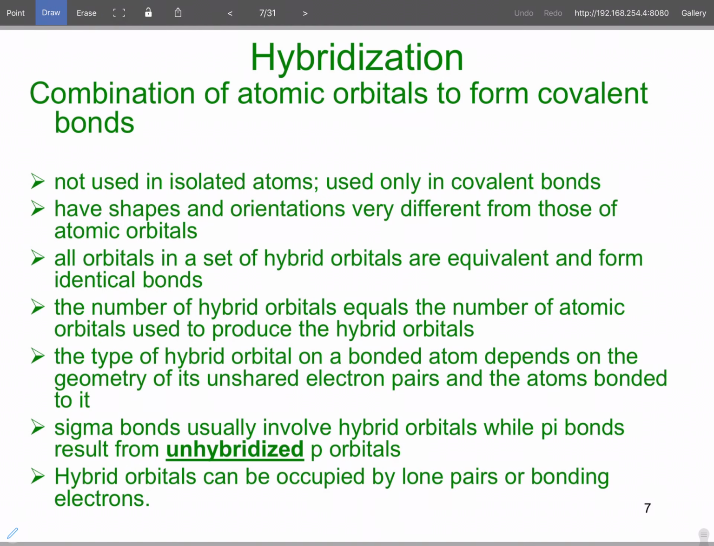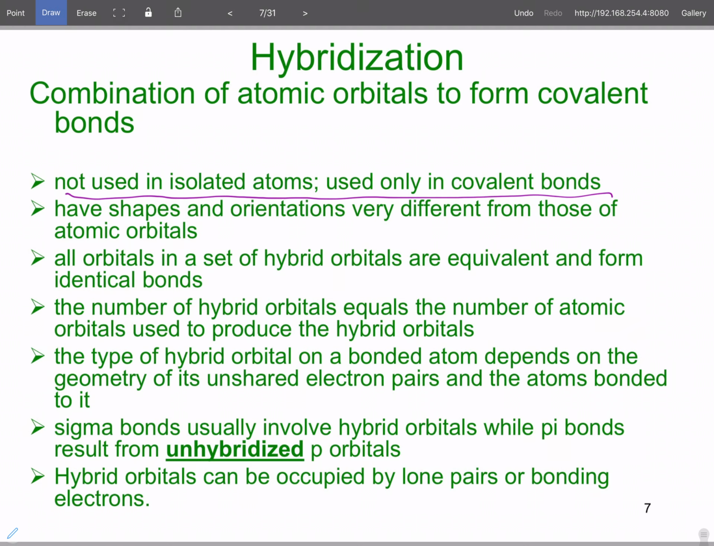Now, that brings us to hybridization. Hybridization is the combination of atomic orbitals to form covalent bonds. There are some rules associated with hybridization. You cannot use them in isolated atoms. They're only used in covalent bonds. So if you have an atom just sitting there, you talk about the s orbitals, the p orbitals, and the d orbitals. You can't hybridize anything.